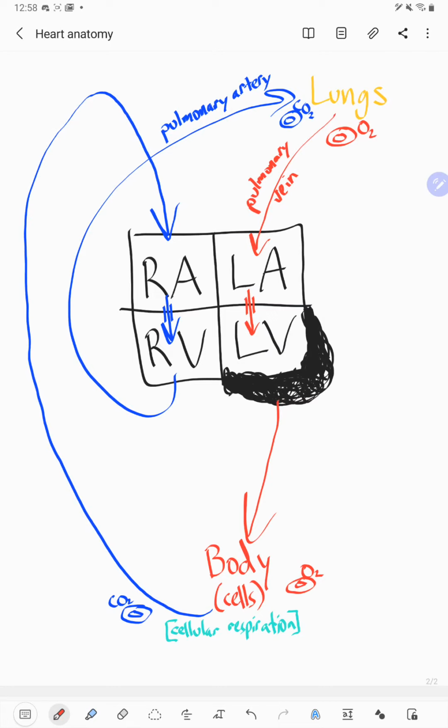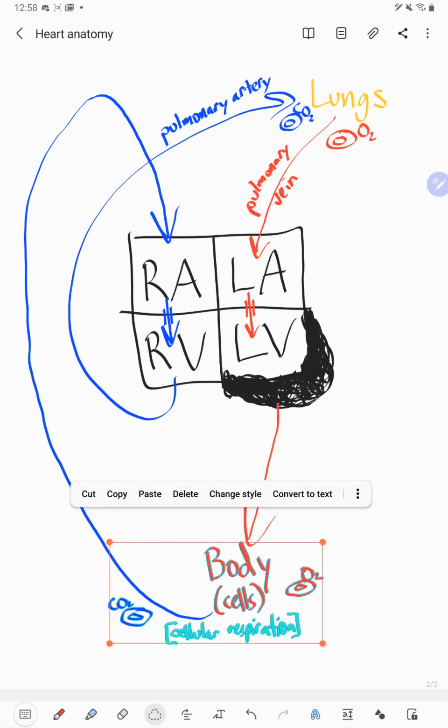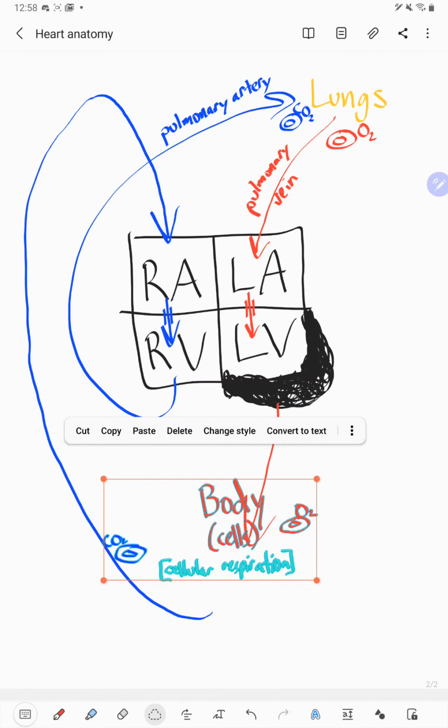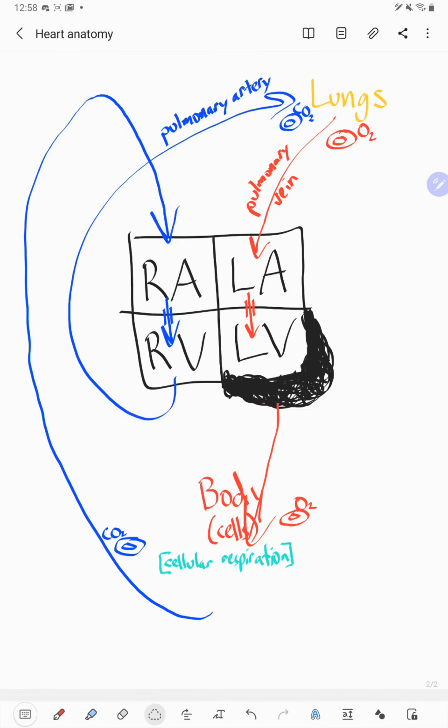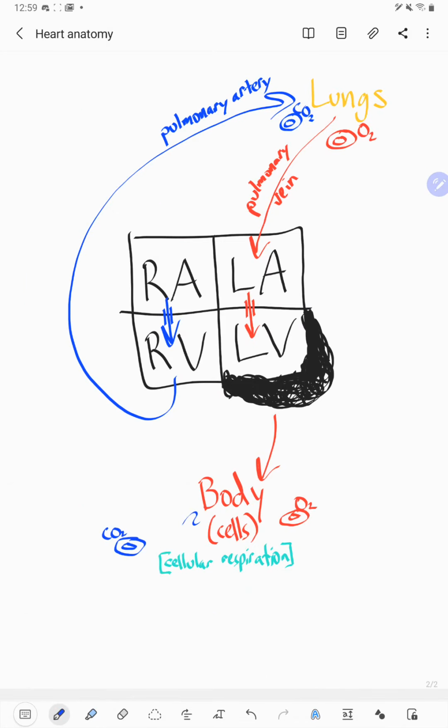So, some other things that I want to point out here. When do we know that something's an artery, and when do we know that something's a vein? Let's describe that down here. I'm going to move some stuff around a little bit. Okay, so let's describe that down here.